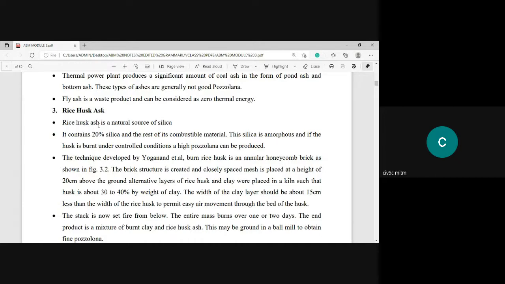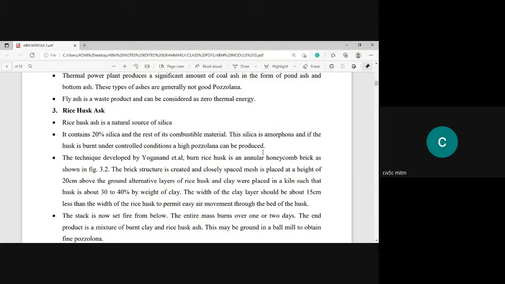So coming to the next, rice husk ash. Sorry, this will be ash. The rice husk ash is a natural source of silica. As I stated, whatever pozzolanic material you are using should be rich in silica. The information I have given is with respect to rice husk, not with respect to ash. So please note down: the rice husk contains 20% silica and the rest is combustible material. This silica is amorphous.